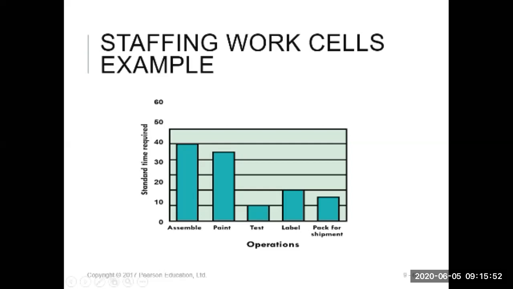The numbering is 10, 20, 30, 40, 50 for assemble. Labor is 20 and pack for shipment is 15 seconds. So these are the tasks required to complete the mirrors.